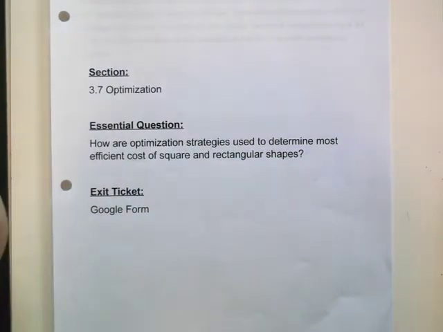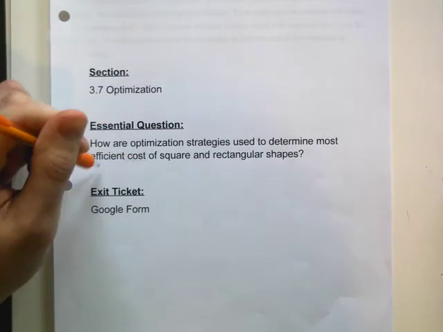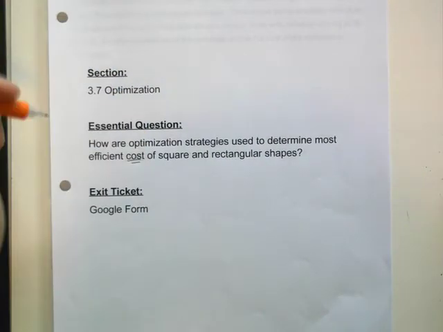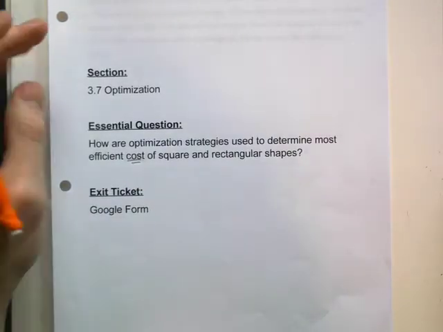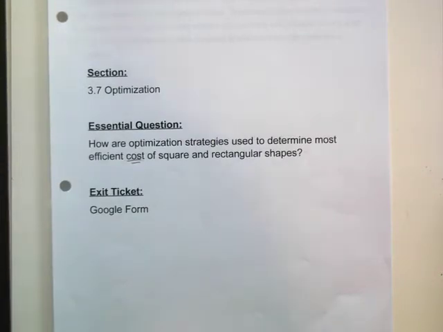Last week we talked about optimizing areas of rectangles, optimizing volumes of boxes, things like that. This is going to be more about how to determine the most efficient cost of square and rectangular shapes. So this obviously has a lot of real world implications. Let's just say, for example, you're building a fence around your yard, right? You don't want to overpay for this fence. You want to find the optimal cost that allows you to build this fence for the least amount of money.